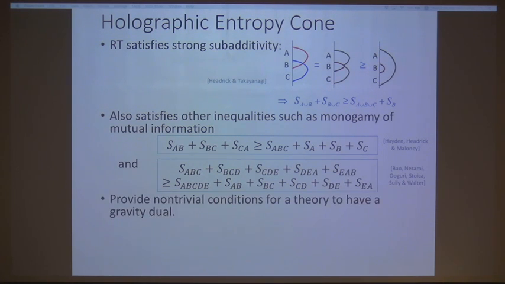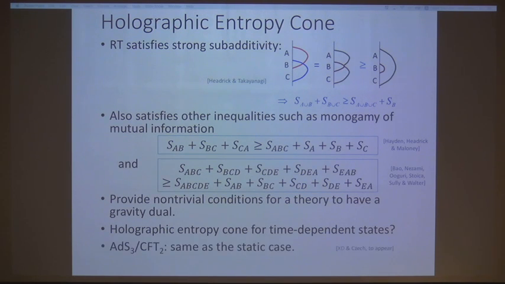It's good to understand these cones. They're very simple. They provide non-trivial conditions for a theory to be holographic, because if I give you a theory and it doesn't satisfy these inequalities, then you can say that it doesn't have a gravity dual based on these entropy considerations. And an open, interesting question is, what is the holographic entropy cone for time-dependent states?